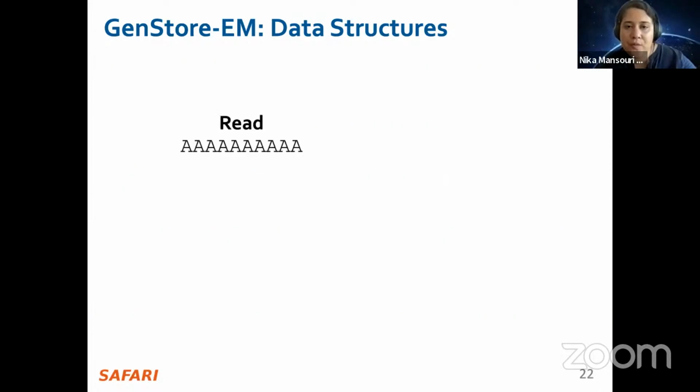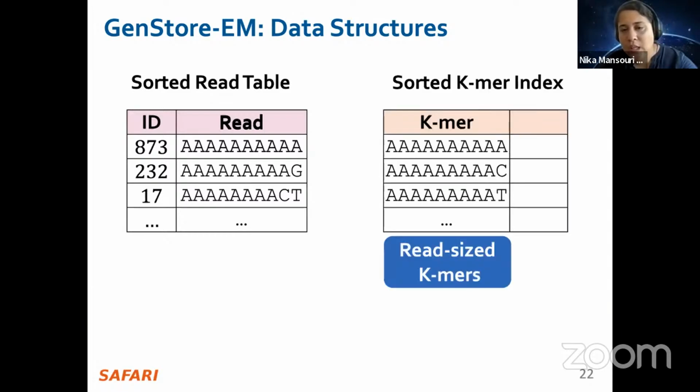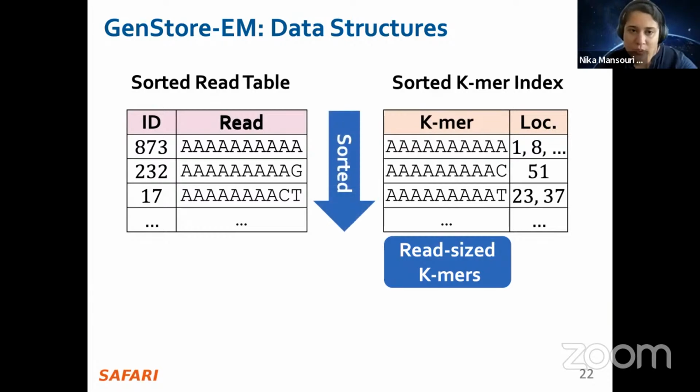Now I show the key idea of GenStore EM with a simplified example in which the short read contains tens of characters. Please note that, as I mentioned, short reads can contain actually a few hundred characters, but for the sake of simplicity, I'm showing a read with 10 characters. Suppose that we have two data structures: a sorted read table, each entry of which stores a read and its unique ID, and a sorted k-mer index, which contains all unique read size k-mers of the reference genome, along with each k-mer's corresponding location in the reference genome. And each data structure is sorted by read and k-mer in alphabetical order.